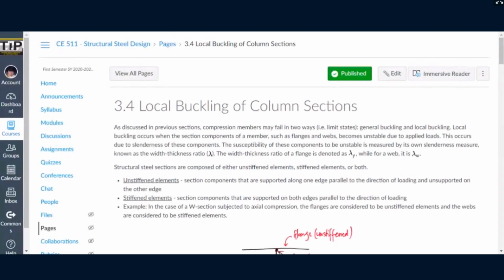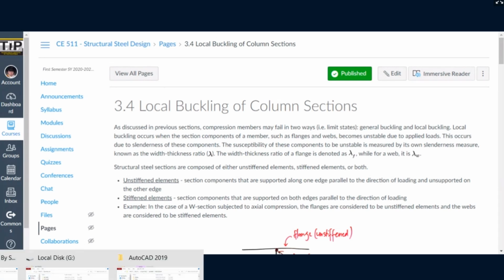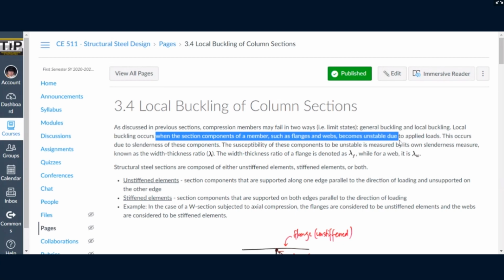Okay. So this time we will now be explaining the other expected limit state for compression members, no? And that's local buckling. Okay. So again, no, we explained that local buckling occurs when the section components itself becomes unstable due to applied loads. So yung flanges or yung webs yung nagbabakal instead of the member itself.